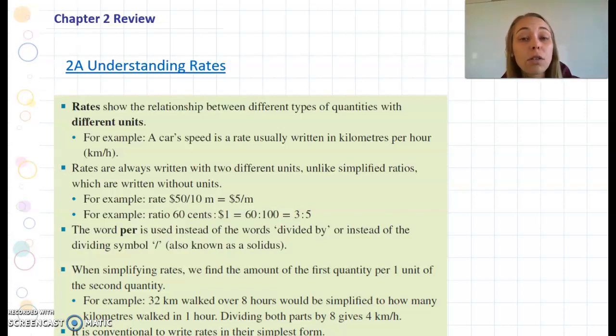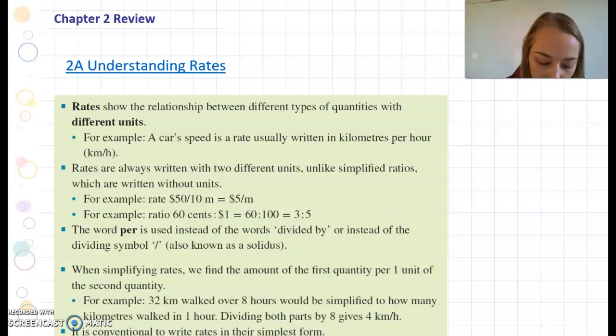So the first thing you need to remember about rates is that they show a relationship between two different quantities, and those quantities have different units. Remember, we looked at ratios in the past, 3 cups of flour to 4 cups of flour, same units, all right? This is rate, though, has different units, traveling 100 kilometers per 3 hours, something like that.